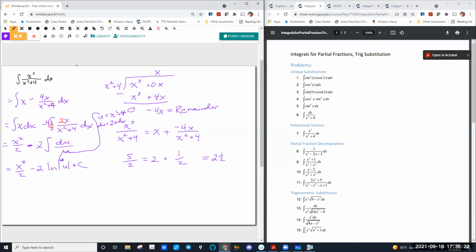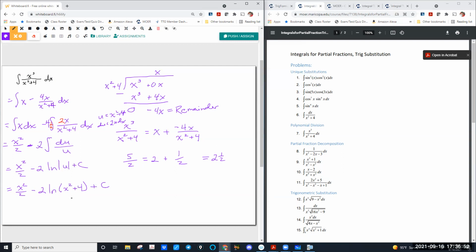Well, that wasn't helpful. Let's get rid of that. Plug back in our x squared plus 4. So x squared over 2 minus 2 ln. You don't need the absolute value because x squared plus 4 is always positive because of the plus and the square. So if you don't want to write it, you don't have to. If you put it in, it does not make it wrong. Okay? So when in doubt, include it.